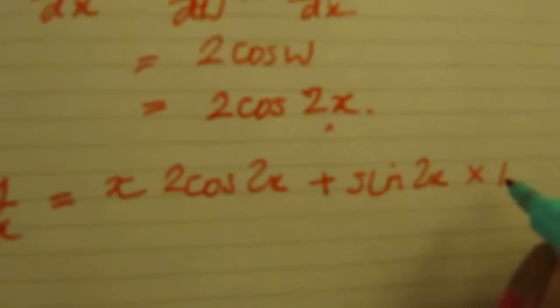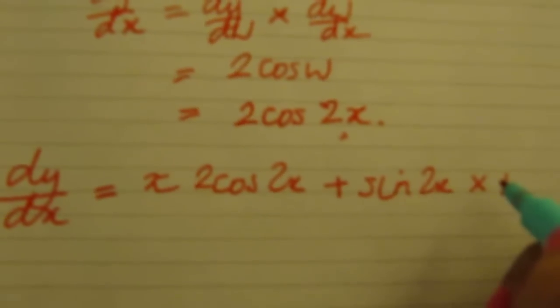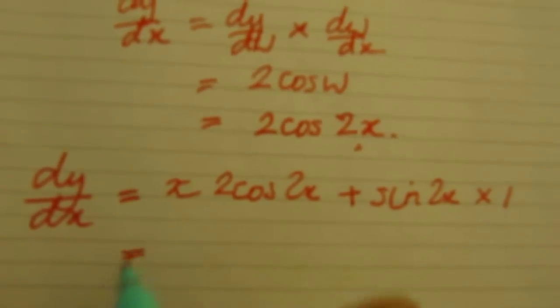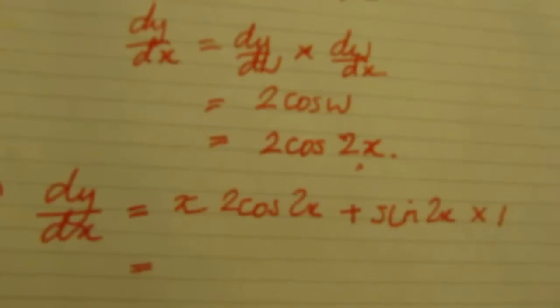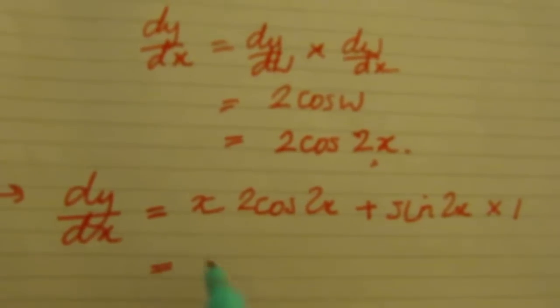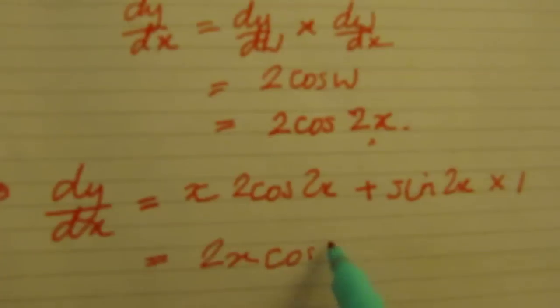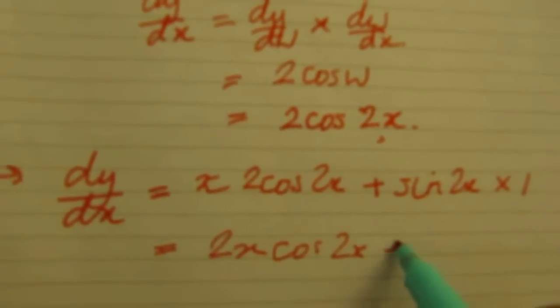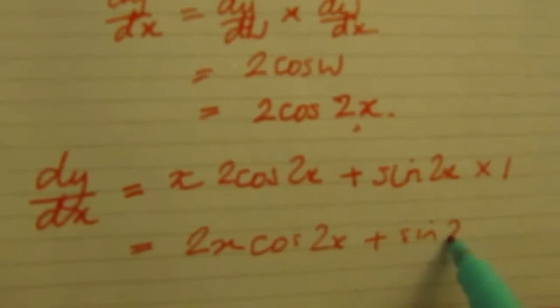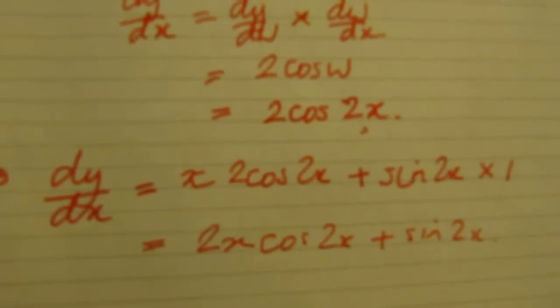Alright, and then when we simplify our whole answer, probably getting a bit seasick watching this, there's nothing really common, so we're just neatening it a bit. So 2x cos 2x plus sine 2x, and that's it.